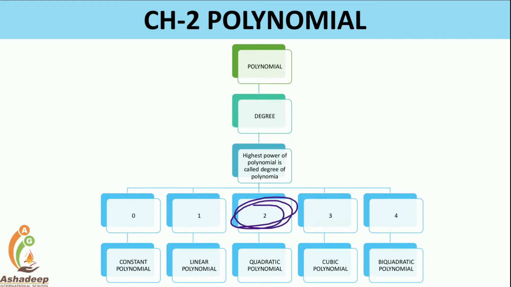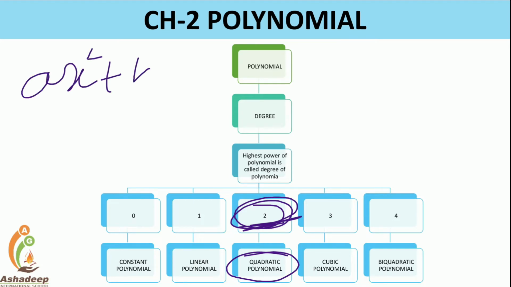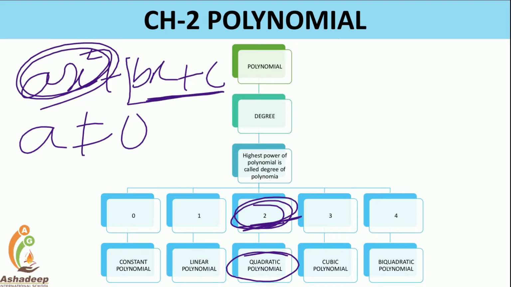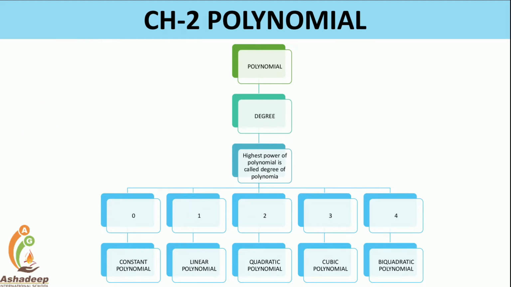Similarly, if it is degree 2, then it is called the quadratic polynomial. In general, I can write ax square plus bx plus c, where a is not equal to 0. If a is equal to 0, then this term becomes 0, and we remain only with bx plus c, which has degree 1, and this is going to be the linear polynomial.